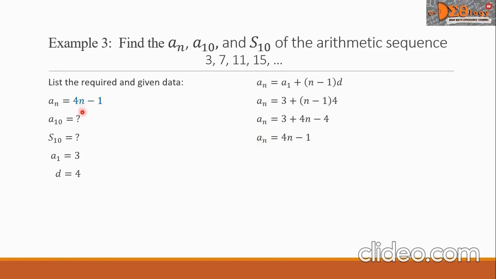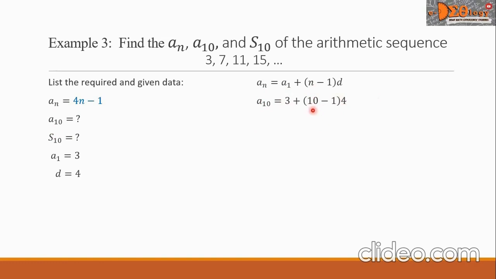And then let us clear the board and solve for a sub 10, the 10th term. Let us use our general term formula. So that is a sub 10 equals a sub 1, the first term is 3, plus n is 10 minus 1, multiplied to d, which is 4, the common difference.